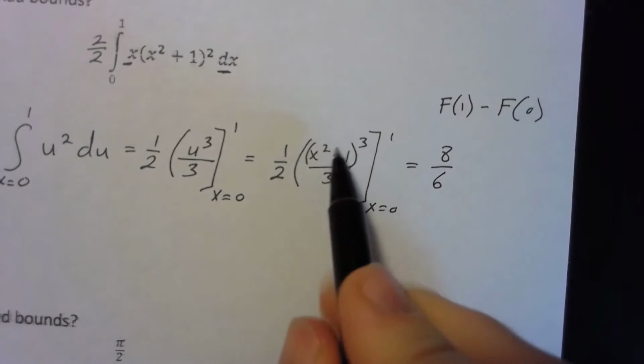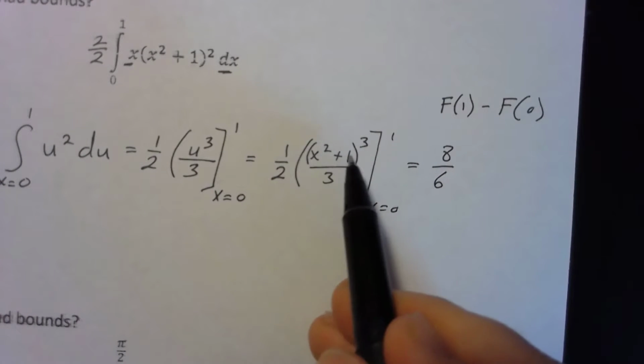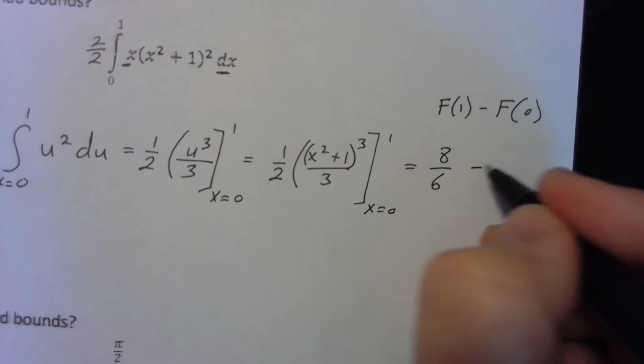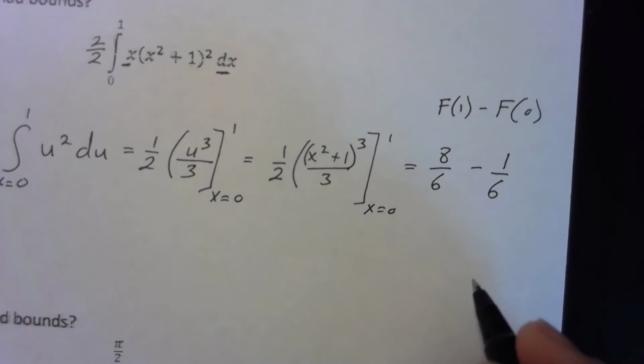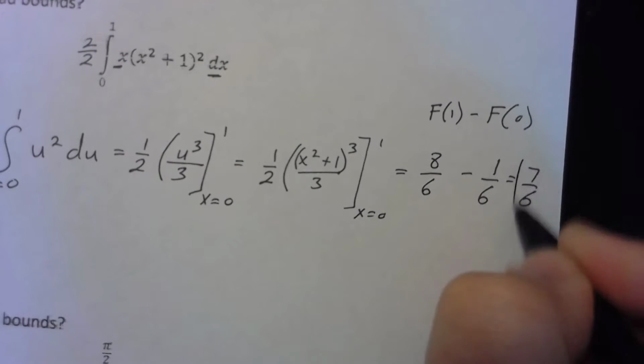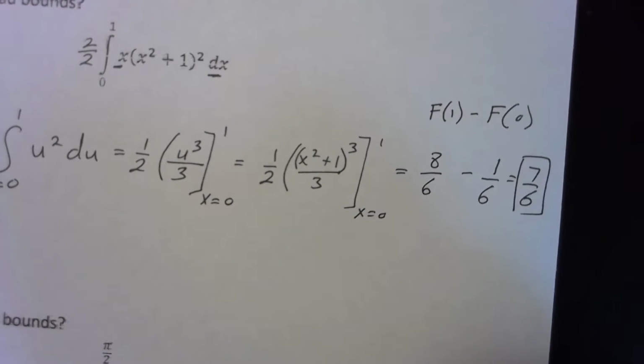So when I plug in 0, I'm going to have 1 to the power of 3, which is 1. 1 over 3 times 1 over 2, which is 1/6. So now I have 8/6 minus 1/6, which is nothing more than 7 over 6. And that is the final result for that particular problem.